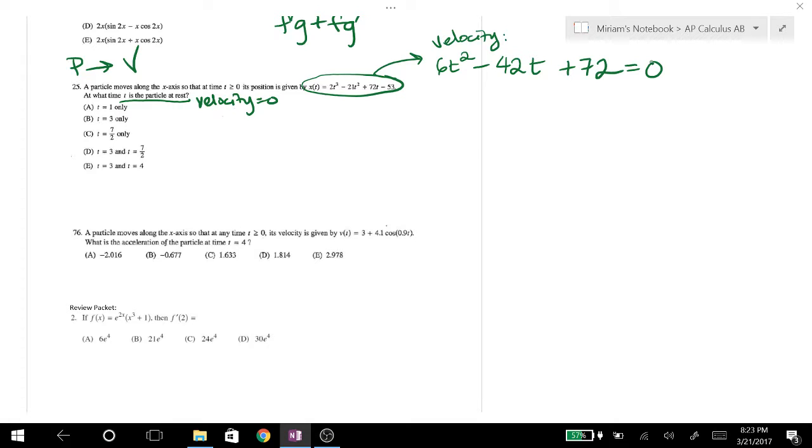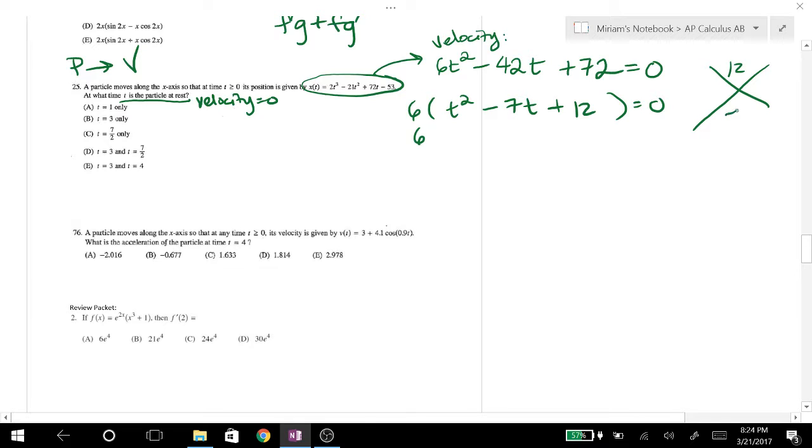There's common factors. It's 6, so I'm going to take out a 6, divide each term by 6. I have t squared minus 7t plus 12 equals 0. So now I can factor t squared minus 7t plus 12. I know everyone likes to use this setup. Okay, two things that multiply to positive 12 and add to negative 7. All right, so we have t minus 4 times t minus 3.